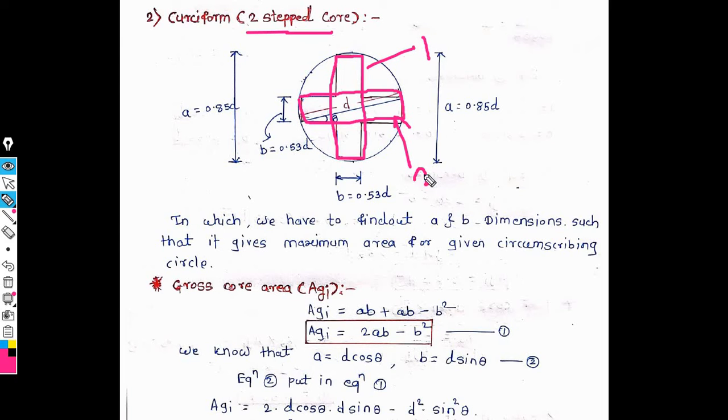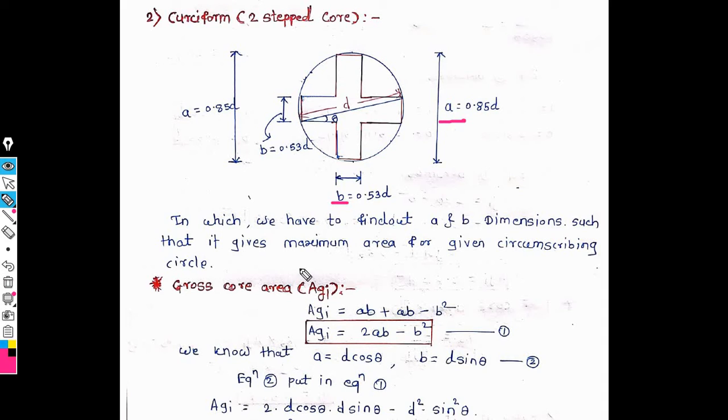Now both intersect each other. This is the intersection point. Then we find the dimensions of A and B with the help of the circumscribing circle. This is the circumscribing circle, and with it we find the dimensions of A and B.